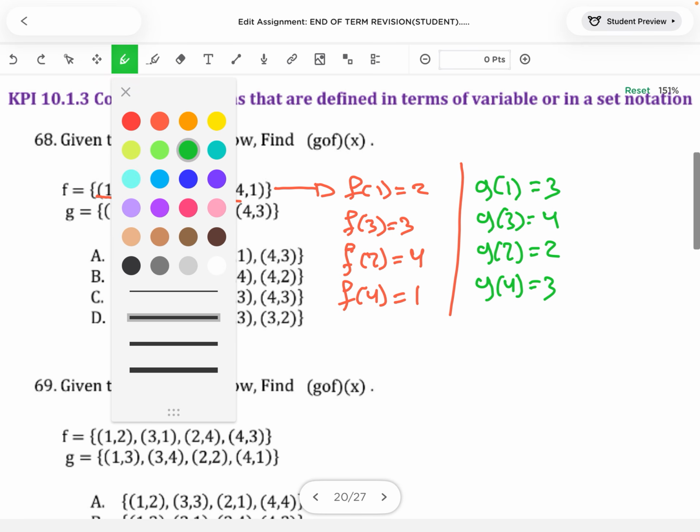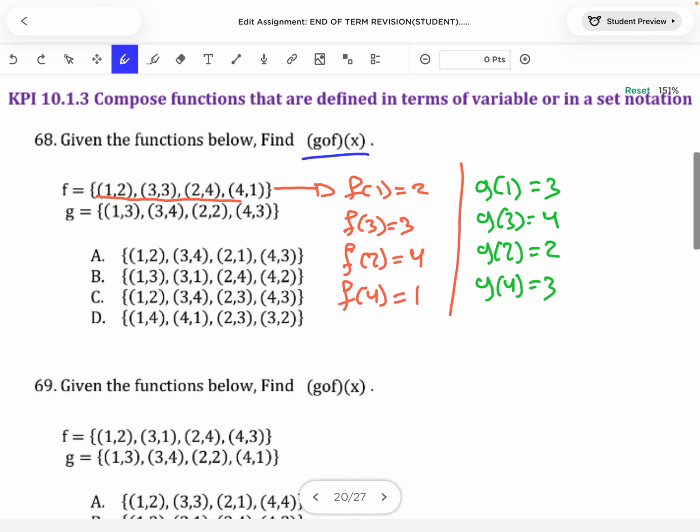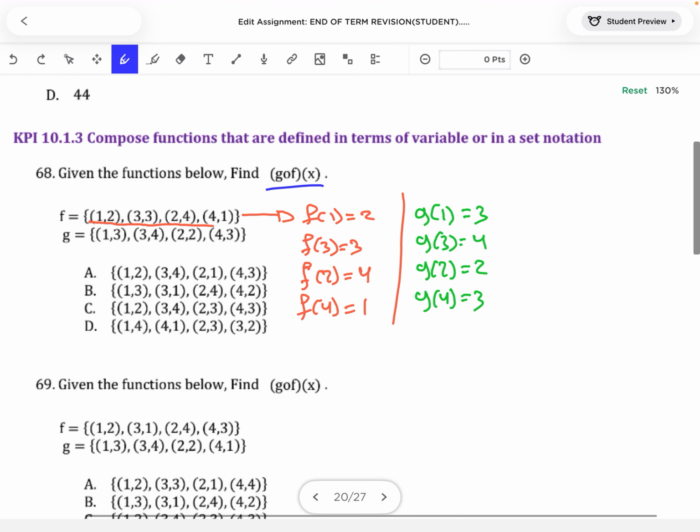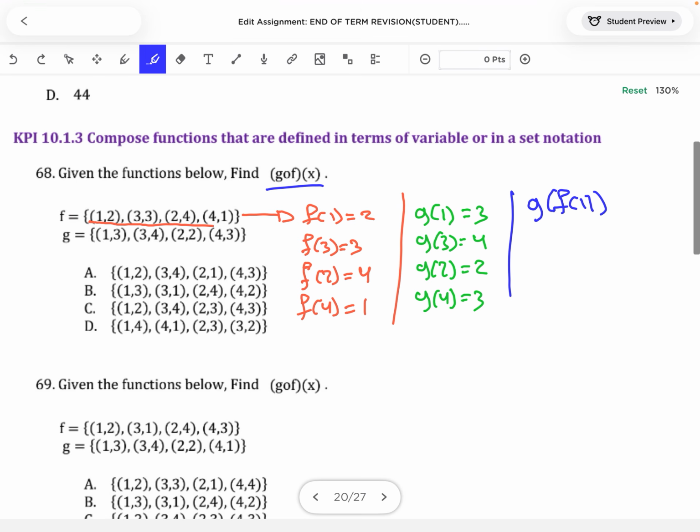We need g of f. So let us find here on the side g of f of 1. And let me use the highlighter. f of 1 equals 2, that means I need g of 2. g of 2 equals 2. So when I replace 1, the answer is 2.